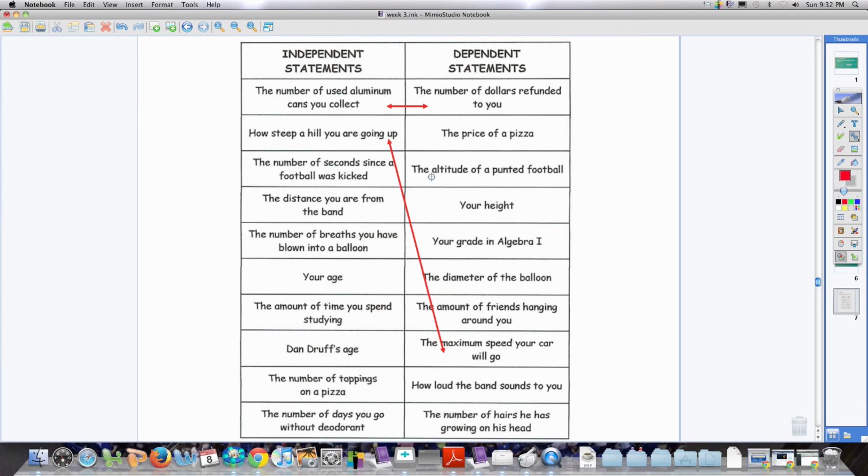So how high, altitude, that's how high, that's height from the ground. How high a football is depends on how long it's been since the football was kicked. If you just kick the ball, its altitude's not very high. A few seconds later, the altitude will be pretty high, and then after a certain amount of time, the altitude's going to be back down to 0. So the altitude of a football, how high the football is, depends on the number of seconds since the football was kicked. Those are just a few examples.